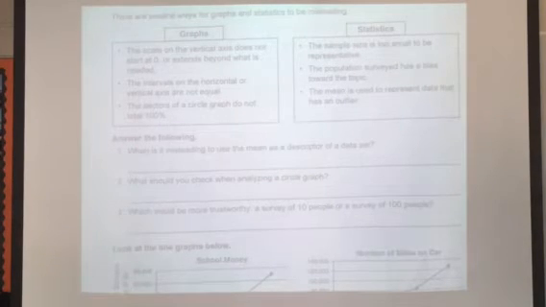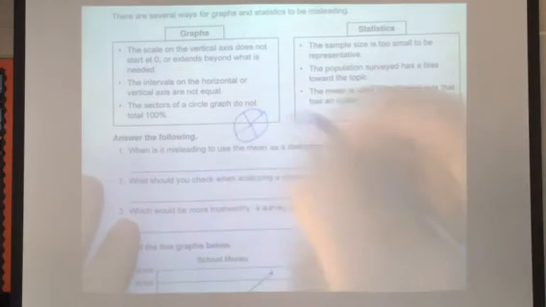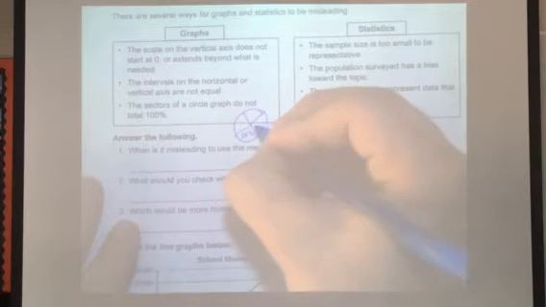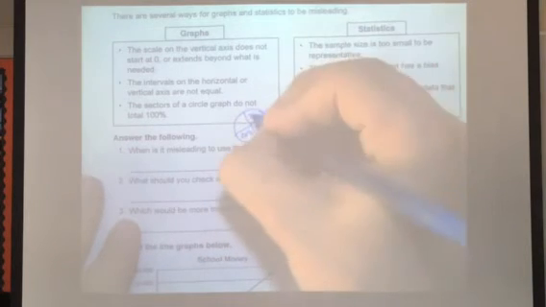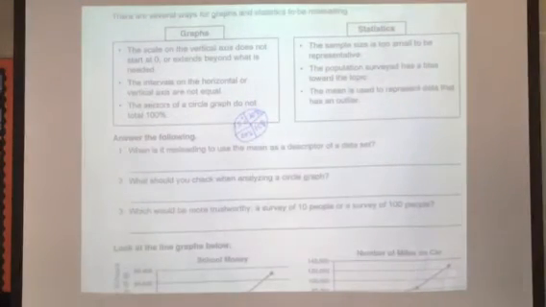Next, the intervals on the bottom are not equal. We'll show that in a little bit, how the bottom axis may not be equal. And the sectors of a circle graph do not total 100%. What that means is, when we have a circle graph, maybe this is 20%, 15%, 20%, 15%, your percentages do not add up to a whole, do not add up to 100%.